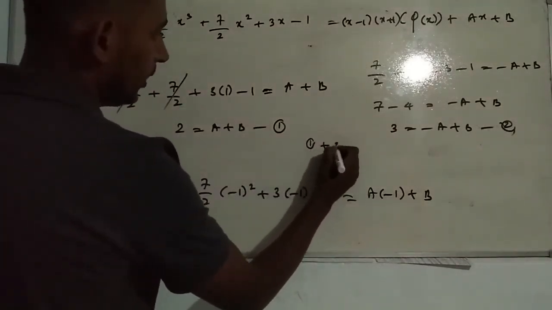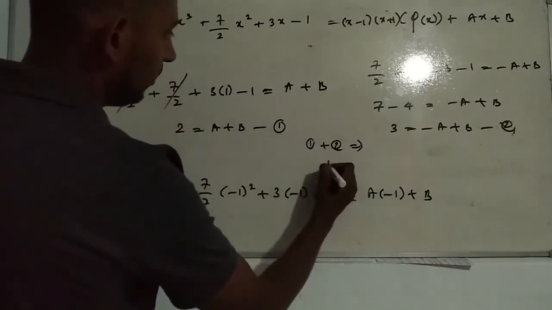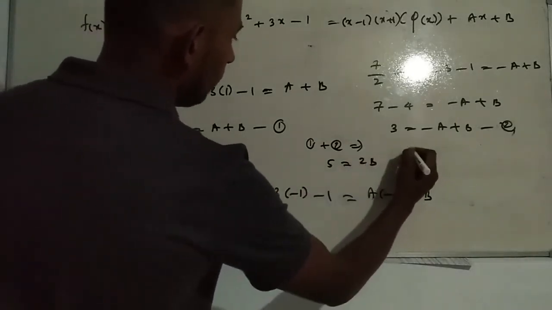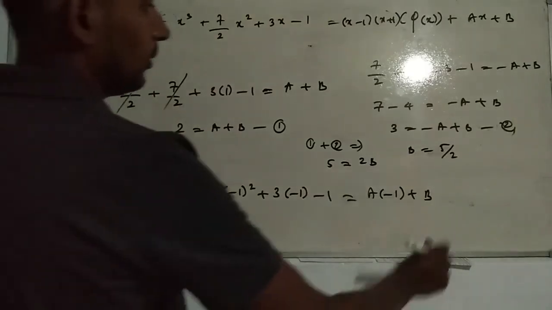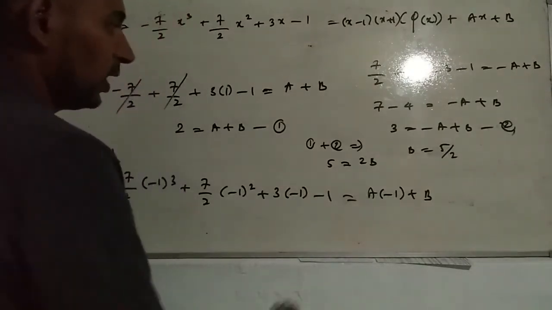I add the first and second equations. Then 2 plus 3 means 5 is equal to 2b, since we can cancel a. That means b is equal to 5 over 2. Right. Again, by substituting this value into the first equation or the second equation, we can find the value of a.